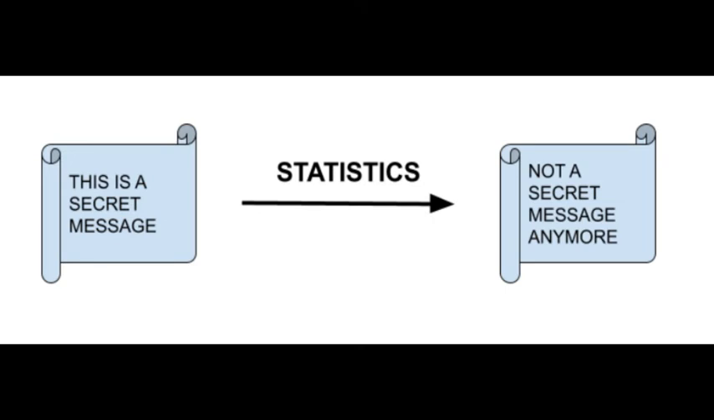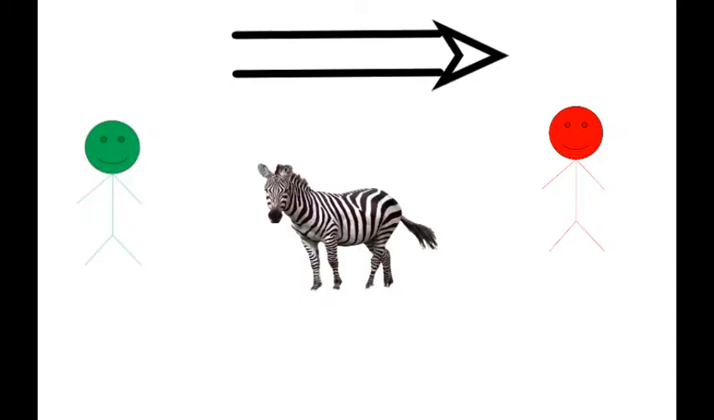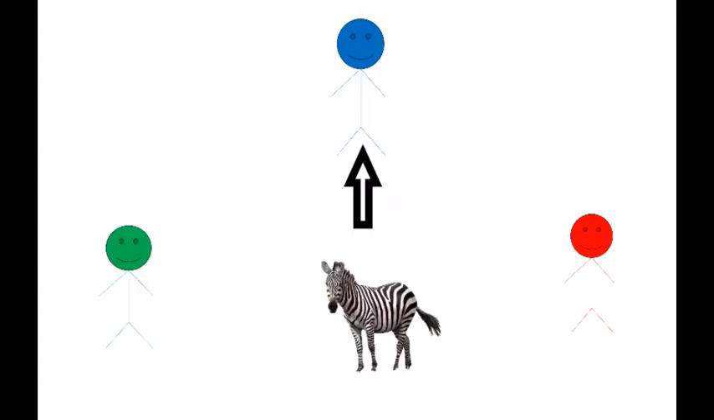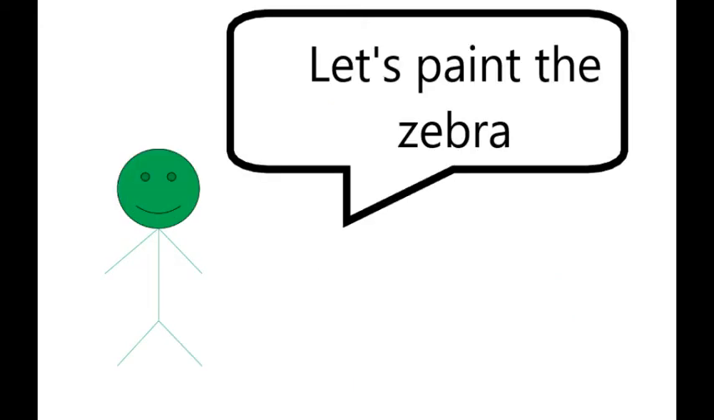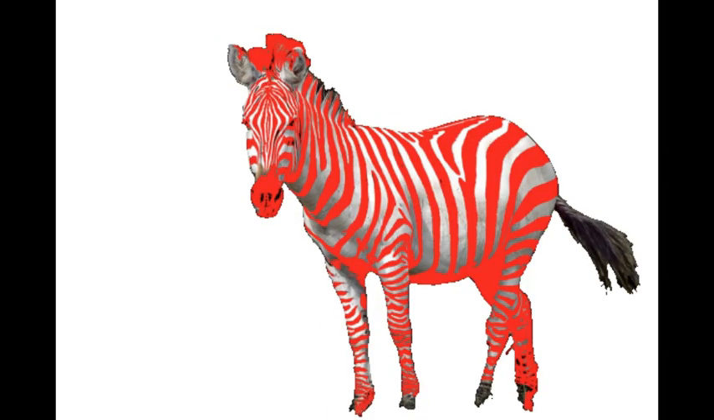We'll be looking now at a very easy example in order to understand all of this. Let's say we have three stickmen: blue, red, and green. Green is sending to red a zebra. However, blue is trying to steal that zebra, and most of the time it does it. But green is pretty tired of this, so he has an idea. Let's paint the zebra stripes from black to red, so that blue would not be able to recognize that the painted zebra is the original one.